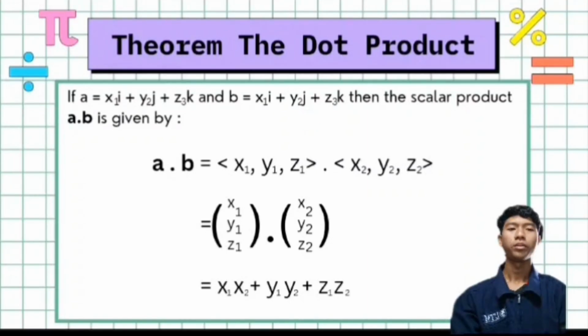So today I will talk about the theorems in vectors. There are three theorems that I will talk about today, which are the theorem of dot product, theorem of angle between two vectors, and theorem properties of dot product. The first one is the theorem of the dot product.